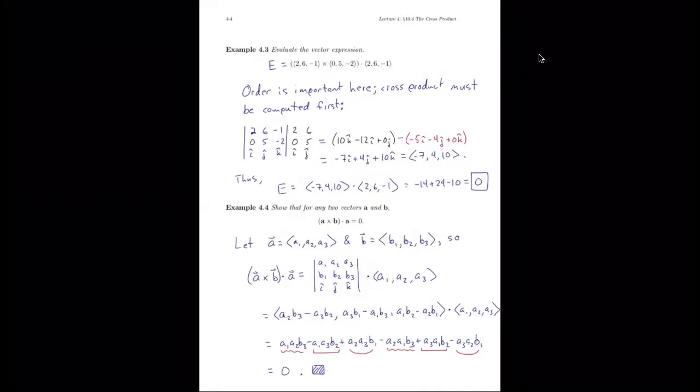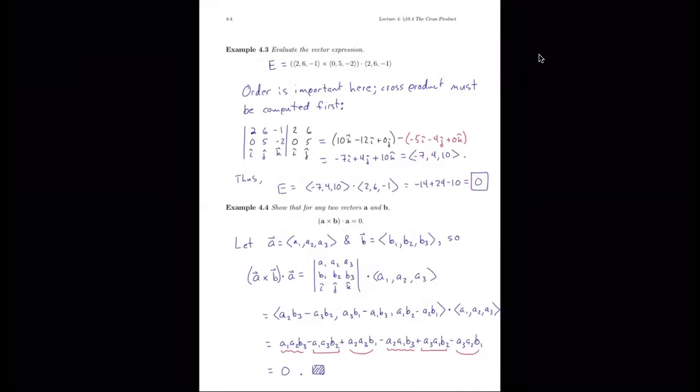So we want to make sure that the cross product is computed first. So we carry that out using the same method as before, and we end up with -7, 4, 10. All right, so that means our expression, E we've called it, down here is equal to -7, 4, 10, dotted with 2, 6, -1. Carry out the dot product, and it looks like we end up with 0. Okay, that's coincidental, but sure. That should be a scalar because it was a dot product.